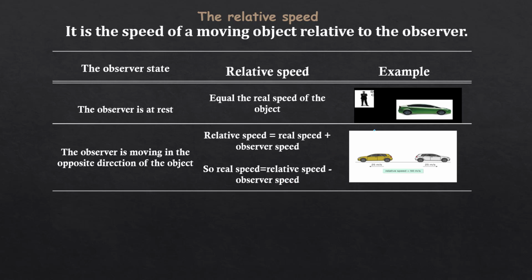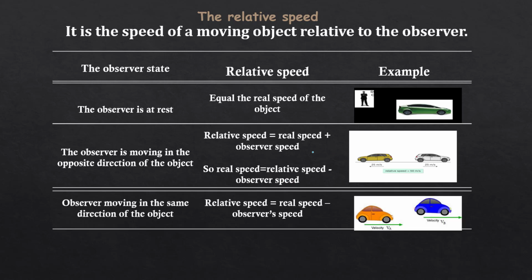So the real speed here we can calculate with the relative speed minus the observer's speed. It's easy. The next case is when the observer is moving in the same direction as the object, as we talked about in the last example: the relative speed equals the real speed minus the observer's speed. In the previous example, in the first case, it was 110 minus 80 equals 30 kilometers per hour, and in the second case 80 minus 110 equals negative 30 kilometers per hour.